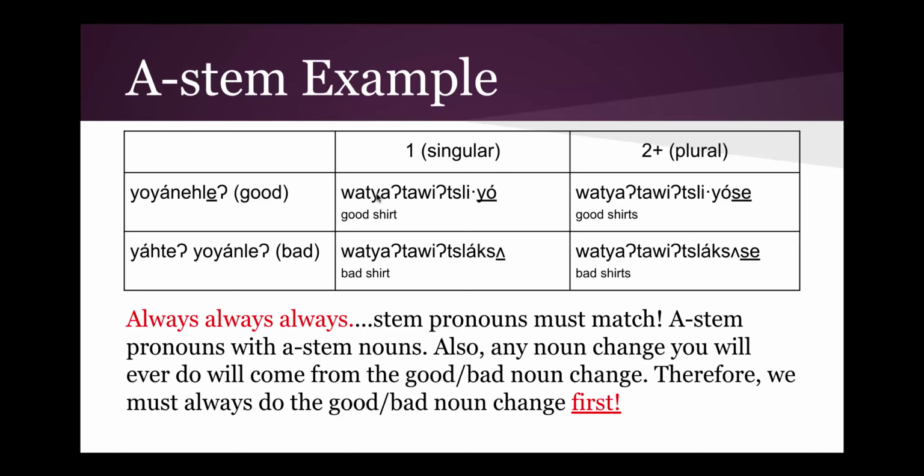And the next example shows how the suffix changes when it's more than one good shirt. Wadya dawit sleos, wadya dawit sleoze. So then that means nice shirts or good shirts.